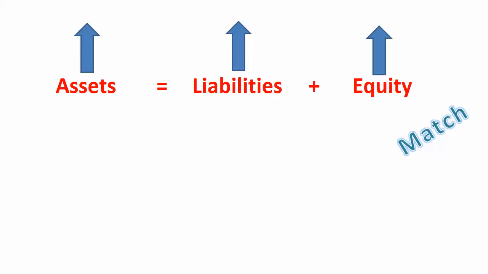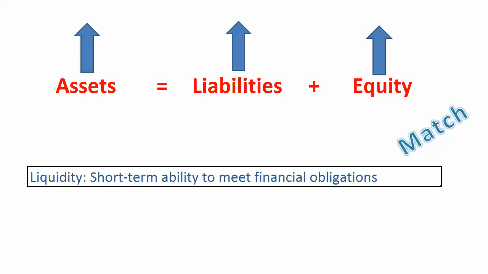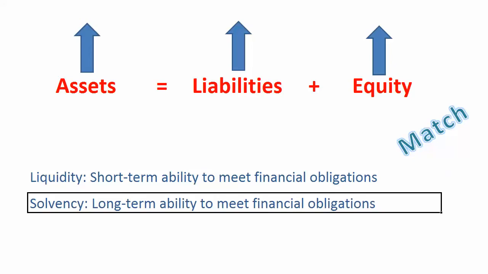liabilities or perhaps equity. Our goal is to try to optimize our short-term liquidity, in other words, our ability to meet our short-term financial obligations when they come due, and also maintain an adequate level of solvency, which is our longer-term ability to meet our financial obligations. Let's go ahead and look a little bit further at this concept of trying to match the maturity of our assets with the maturity of our liabilities and equities.